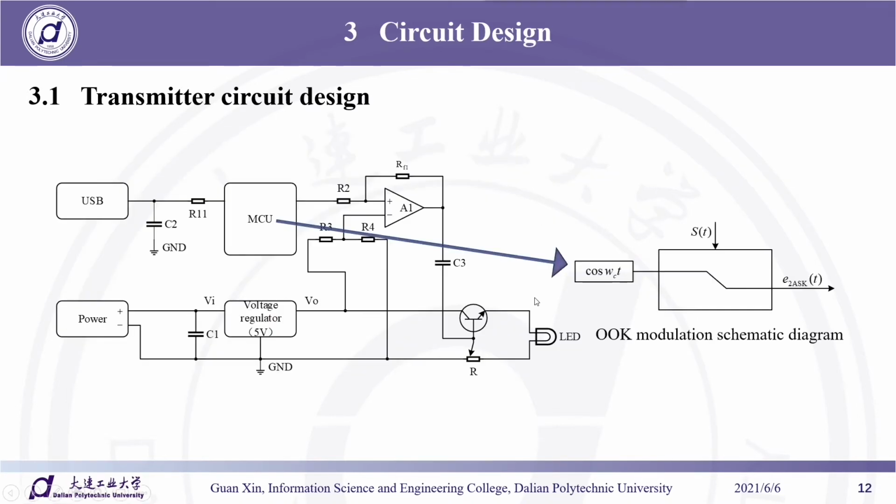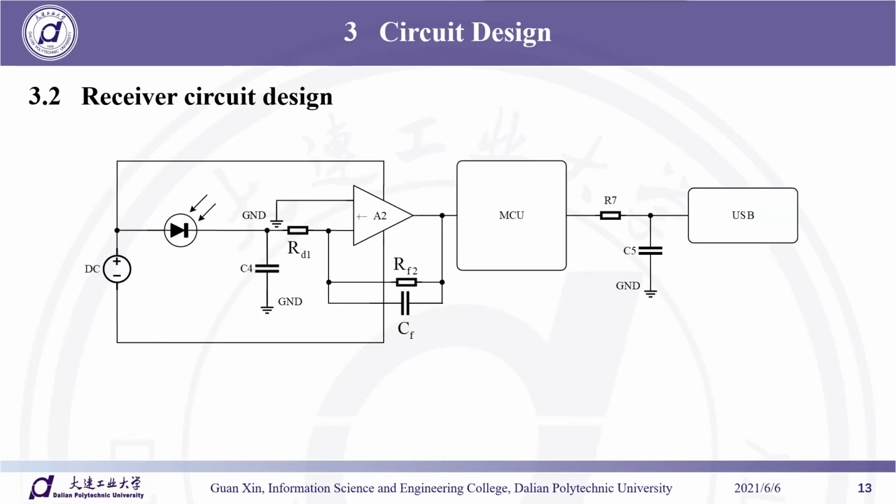OOK modulation is adopted on the main control chip, the purpose of which is to modulate the image battery signal stream from the front end of the LED driver circuit to the white LED, and emit high frequency flashing optical signals. OOK modulation is an optical communication modulation technology. It controls the transmission frequency according to the amplitude of the signal.